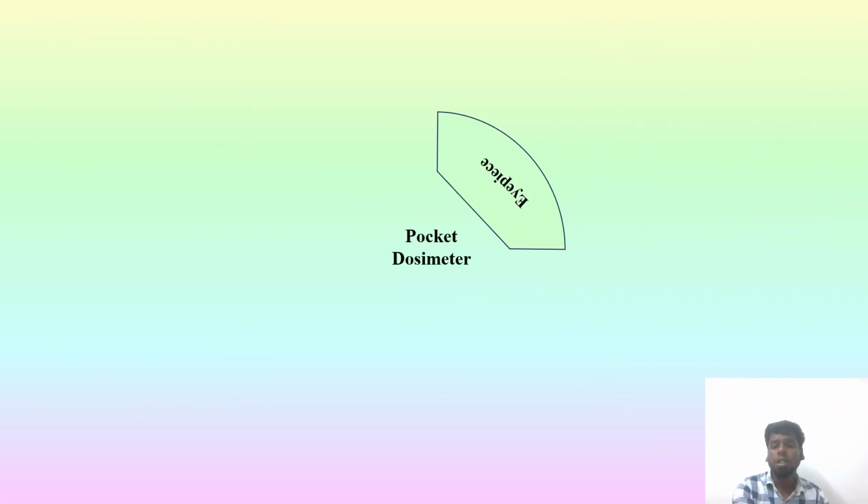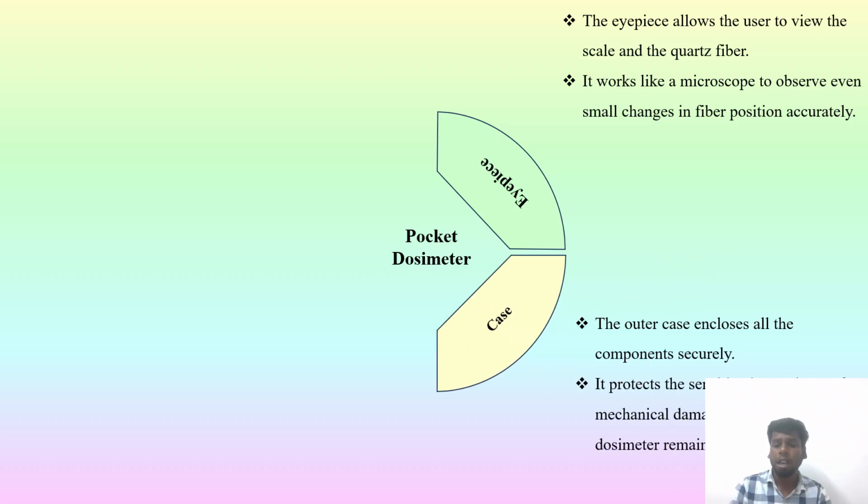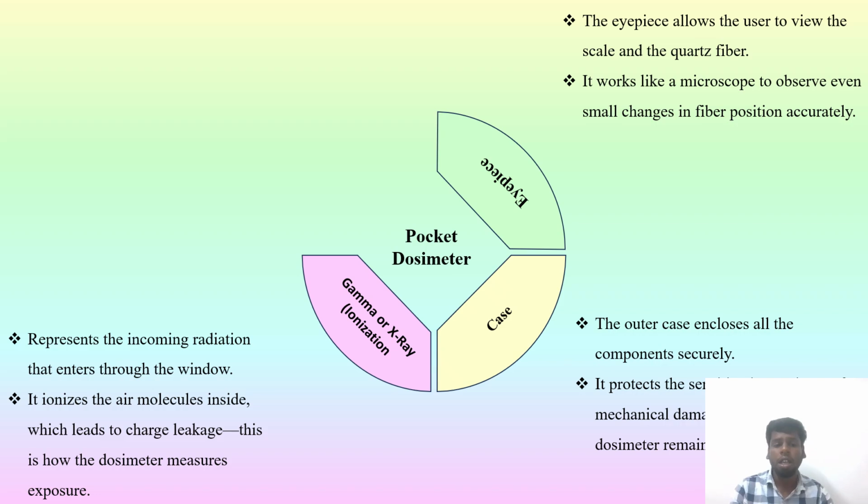The next one is the eyepiece. Through the eyepiece we see the scale and quartz fiber. It works like a microscope, so small changes in the fiber position can be seen accurately. The case is what protects the inner components safely. Next one is gamma or X-rays, representing the incoming radiation that enters through the window, ionizing the air molecules.